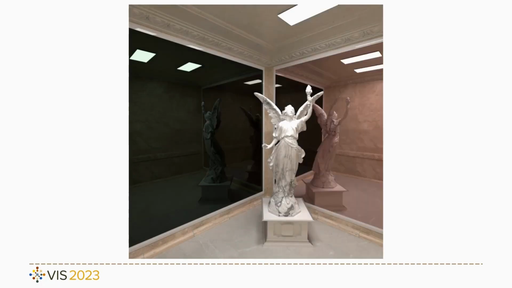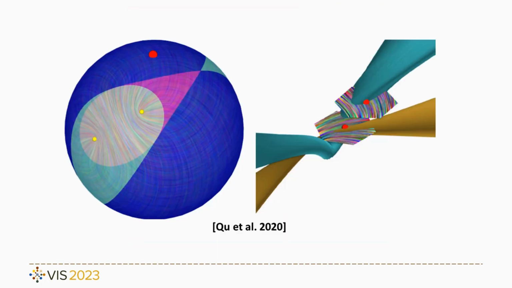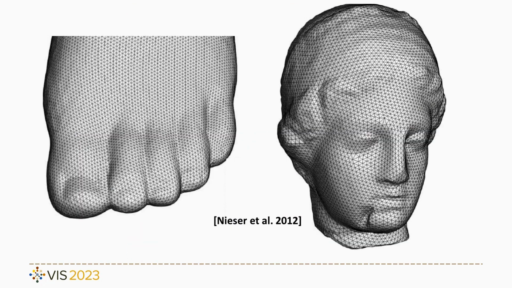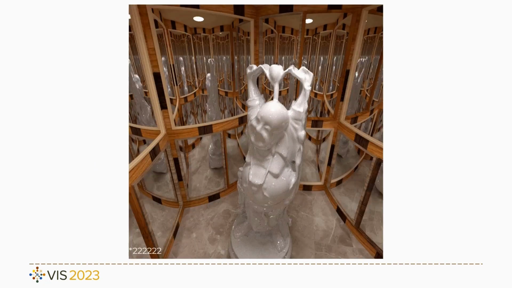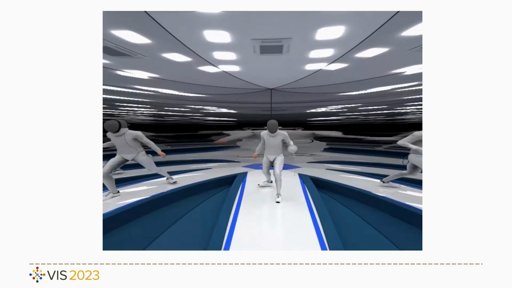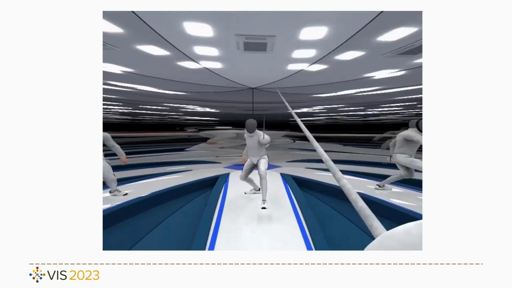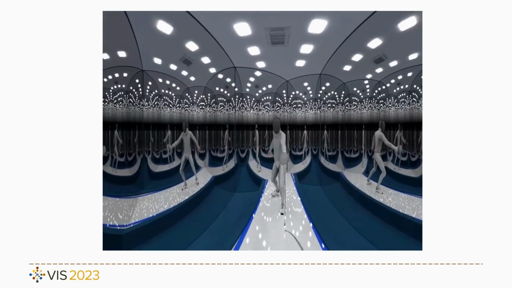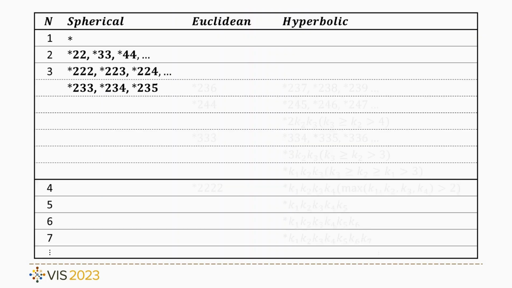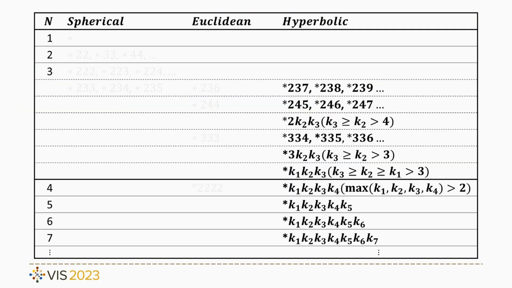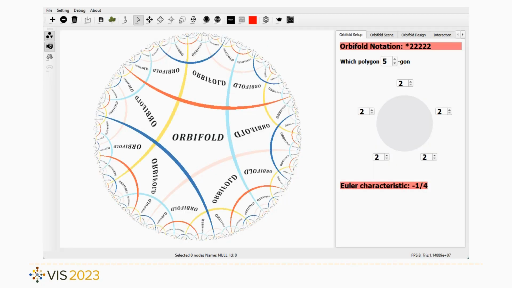Orbifolds are a modern mathematical concept with applications in tensor field visualization, meshing, and texture synthesis. Most orbifolds live in non-Euclidean spaces. In this paper, we introduce a mirror-based visual metaphor for the visualization of kaleidoscopic orbifolds in spherical and hyperbolic spaces. We also provide an algorithm to generate arbitrary polygonal kaleidoscopic orbifolds. Please come to our talk for details.